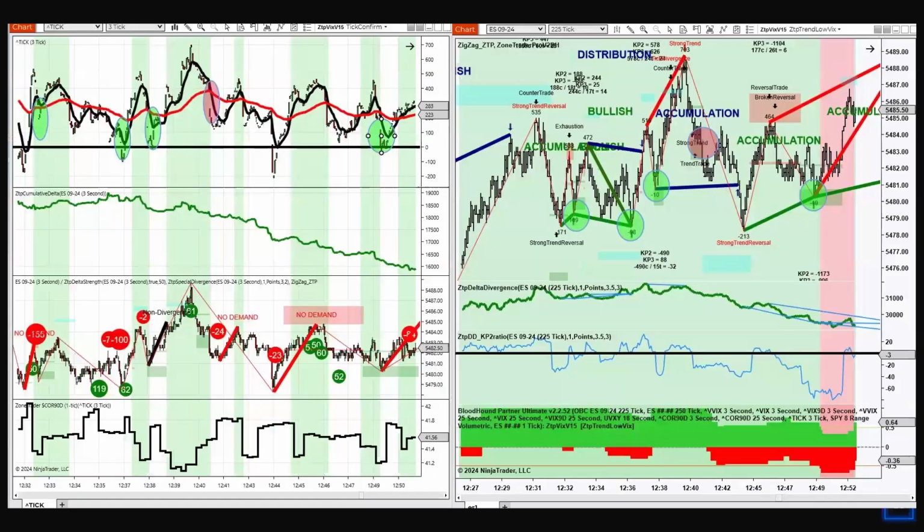This takes me into the charts that I use to set up a trade. The chart on the left is the tick index chart with the Bloodhound template used to evaluate the tick. In this case, this is yesterday from 1230 to 1250. We can see that the tick is living above the zero line. So that's the first step I want to look for in a long trade.